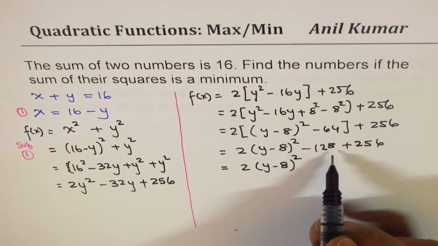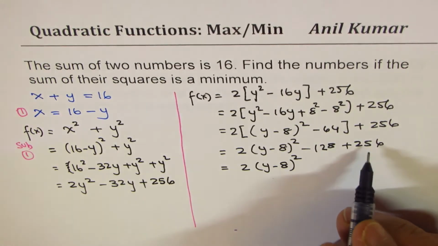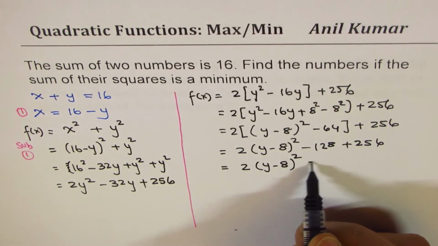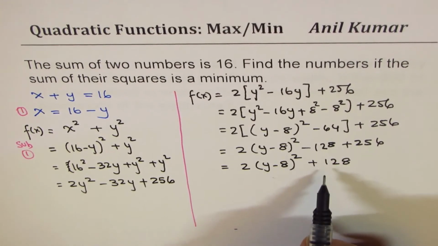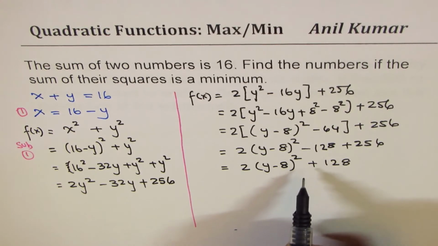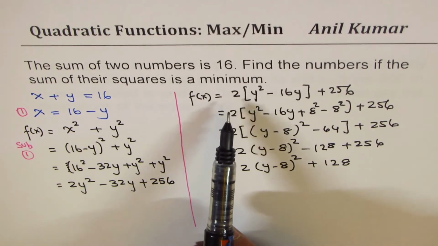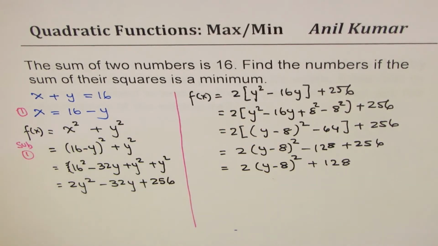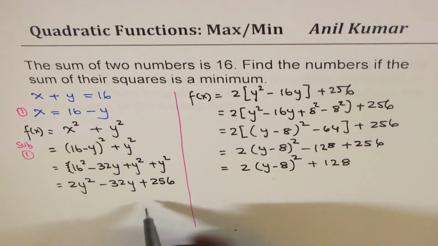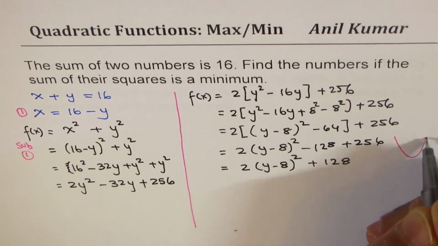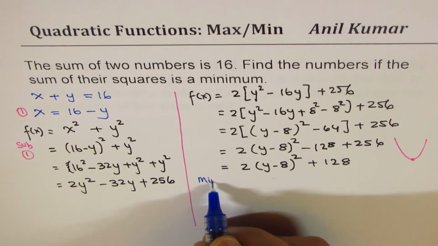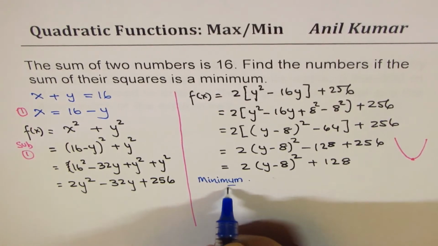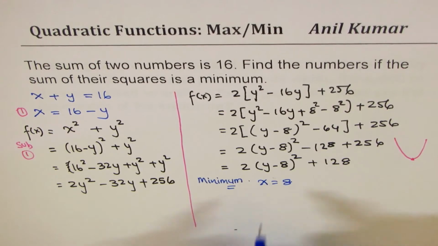And that gives you 2 times y minus 8 whole square, and 128 taken away from 256 is also 128, so we get plus 128. That gives you the point for the extreme value. Now in this case, you can see the parabola opens upwards. Since this value is positive, this parabola opens upwards, and therefore the vertex shows the minimum, at 8.